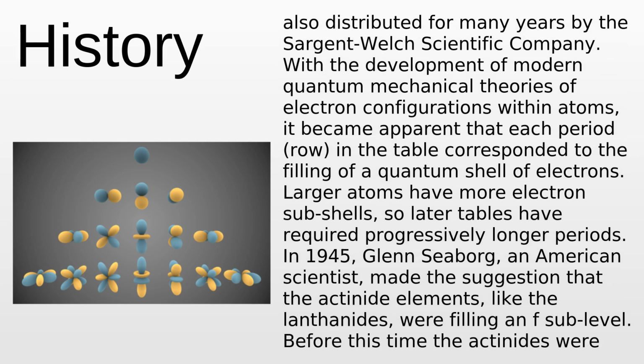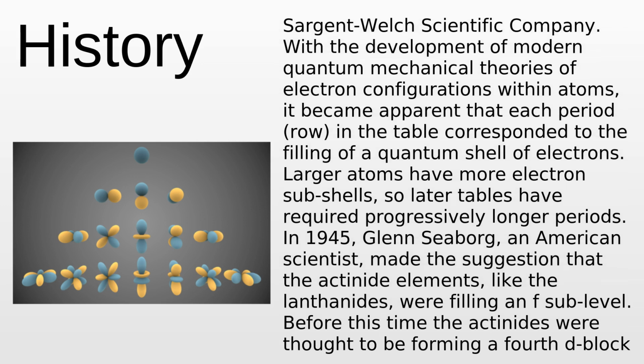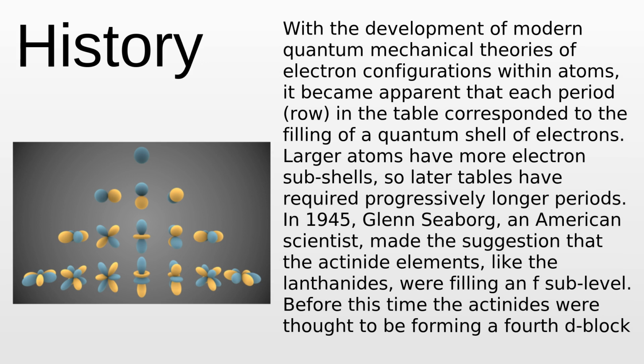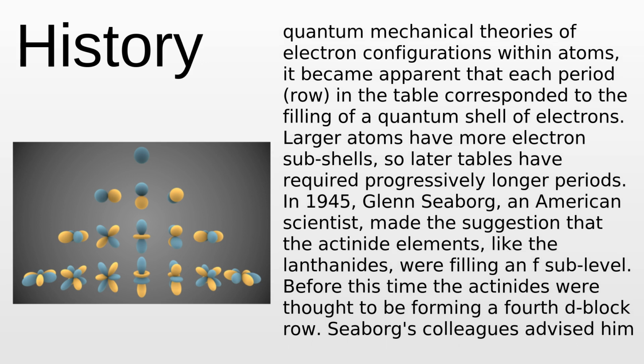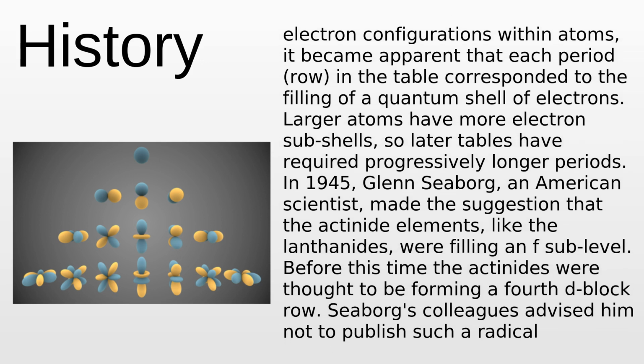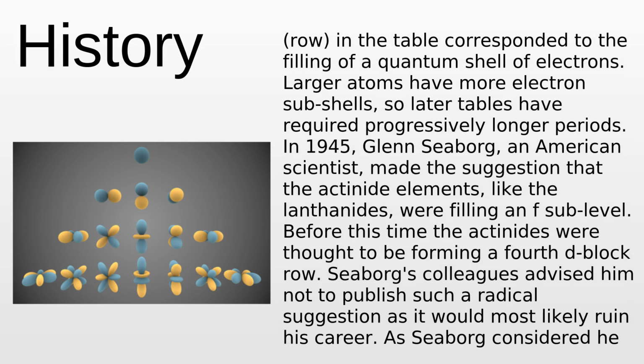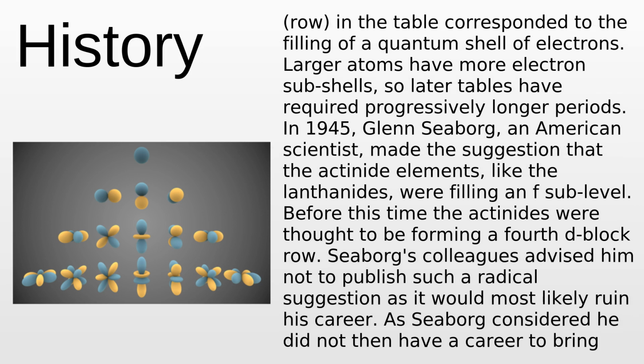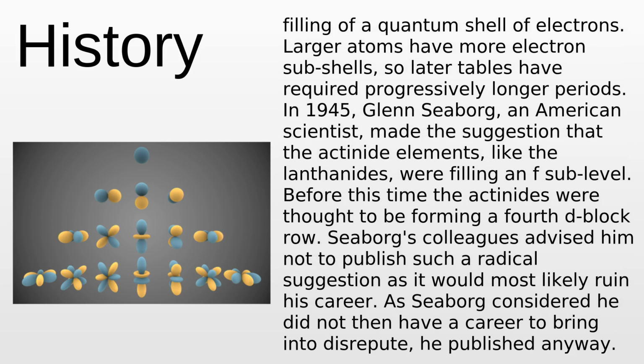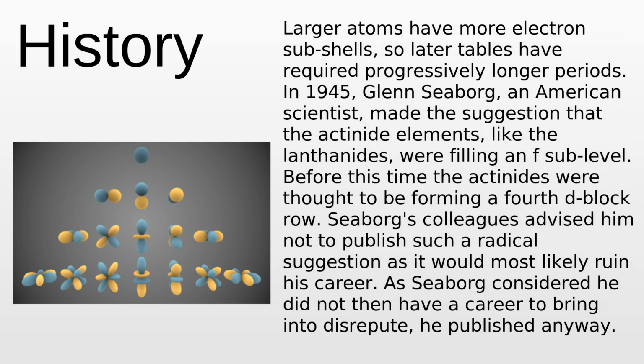With the development of modern quantum mechanical theories of electron configurations within atoms, it became apparent that each period row in the table corresponded to the filling of a quantum shell of electrons. Larger atoms have more electron subshells, so later tables have required progressively longer periods.